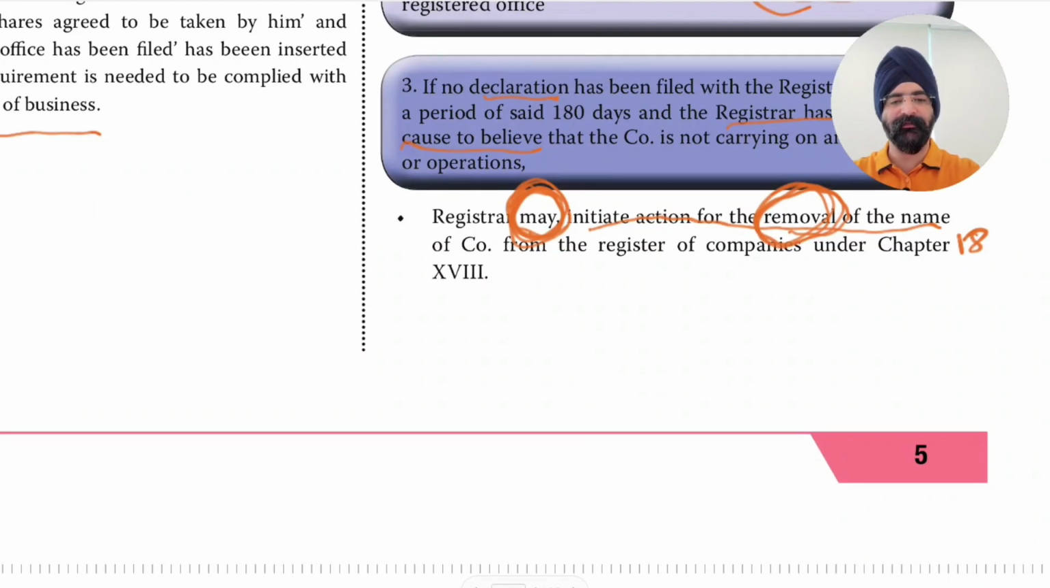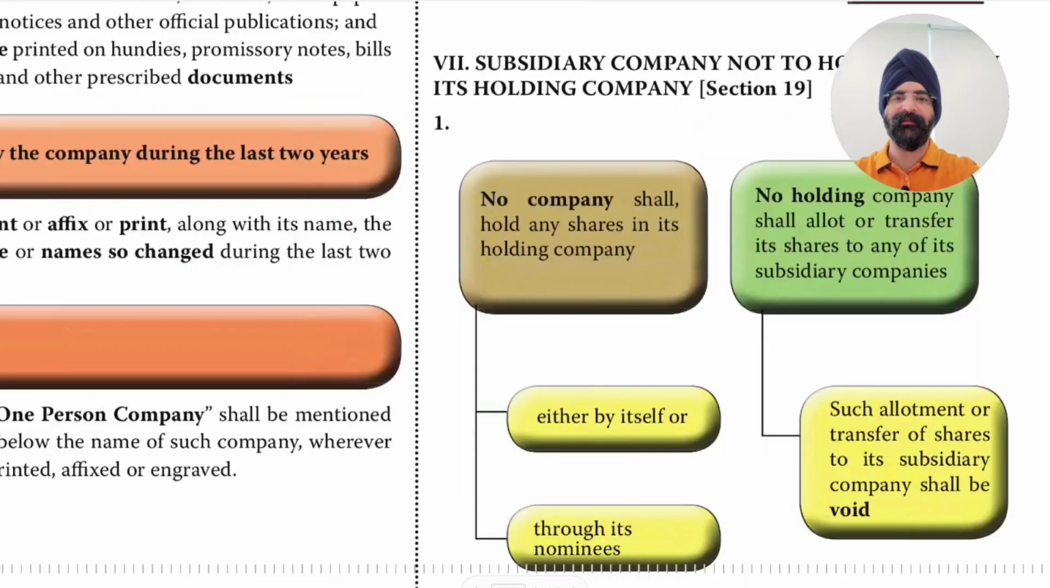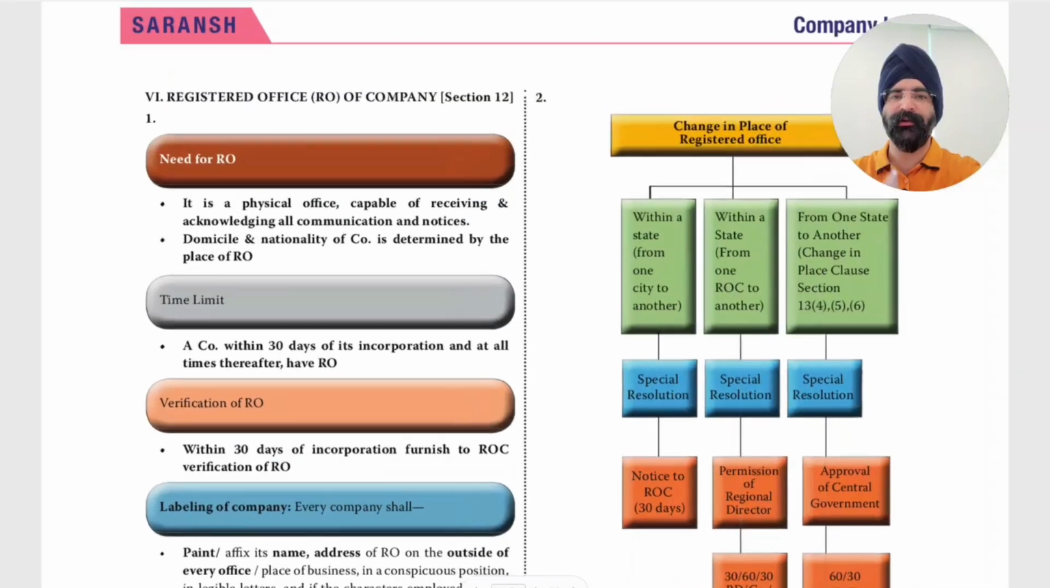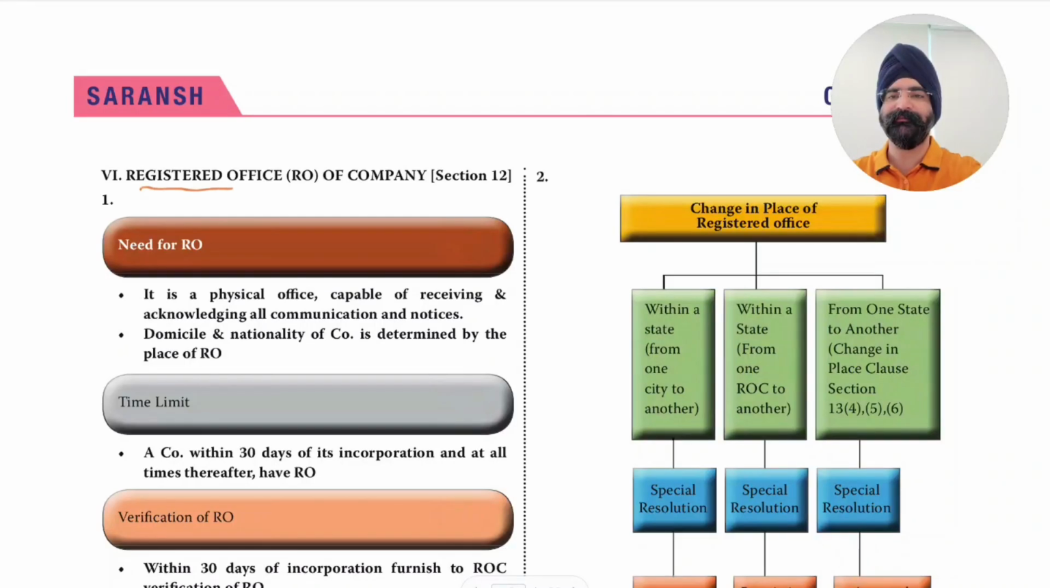So with this we complete till here. Next we will look at this beautiful graph relating to the registered office of the company. So in the next video we will start with the registered office of the company, section 12.